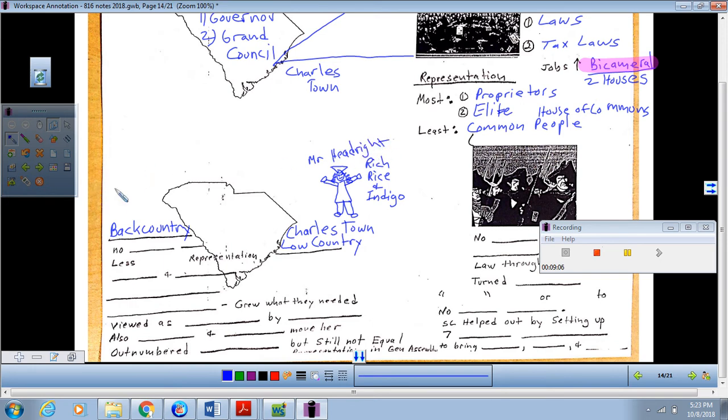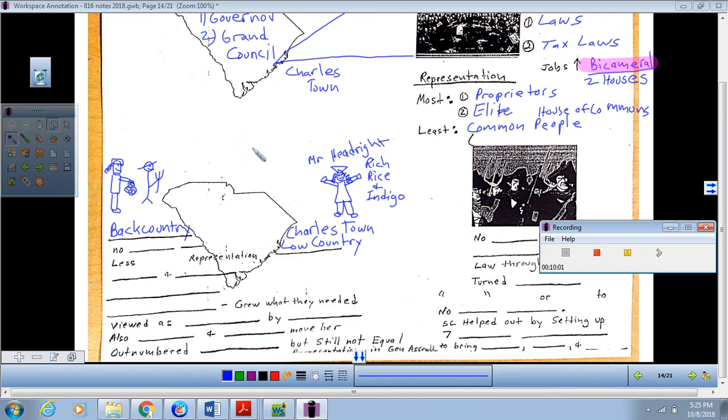Now in the back country, things happened differently. There were not large plantations. The back country was made largely up of people like this fur trapper, who I like to name Woodsman Jack, or this farmer. They are not rich. They do not have enormous houses like Mr. Headright over here. And in some ways, the rich in Charlestown look down upon the farmers and the woodsmen in the back country.